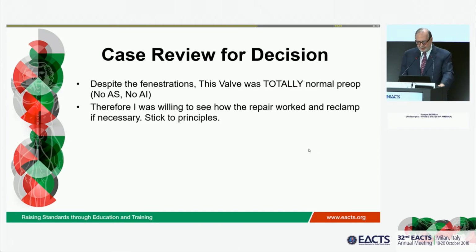So the case review for decision-making in this one is that despite the fenestrations, this valve was totally normal preoperatively. There was no AS, no AI. Therefore, I was willing to see how the repair worked and reclamp if necessary, and just stuck to the principles of bicuspid aortic valve repair and aortic root surgery.